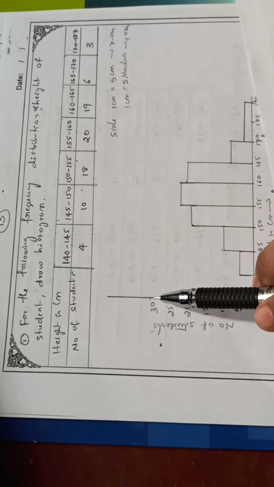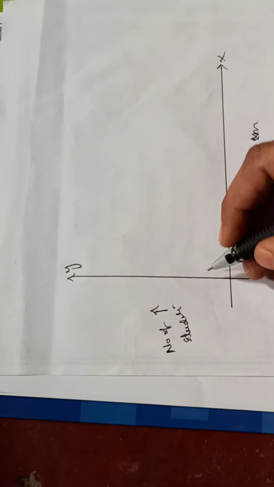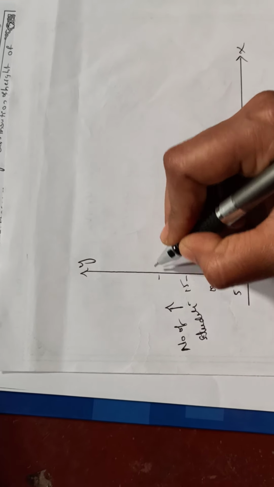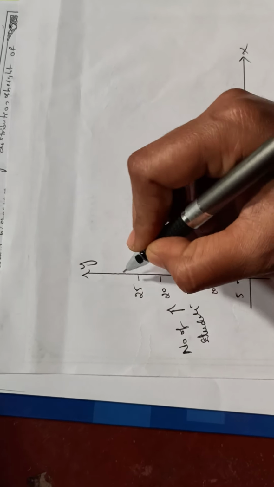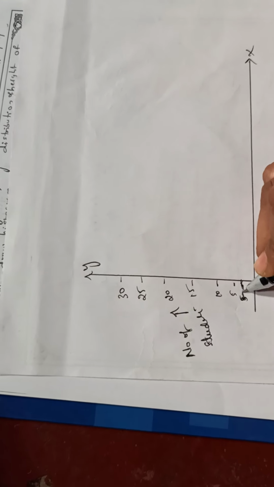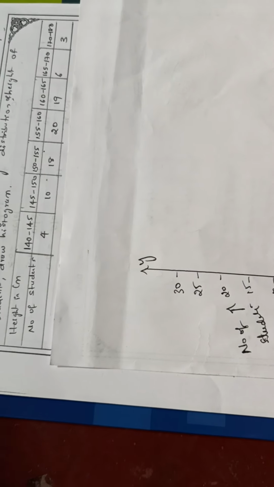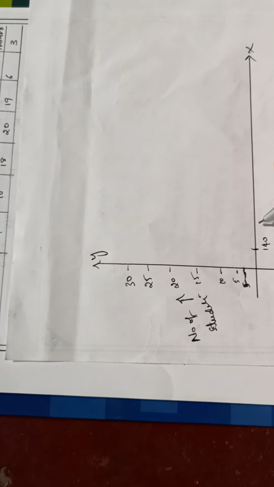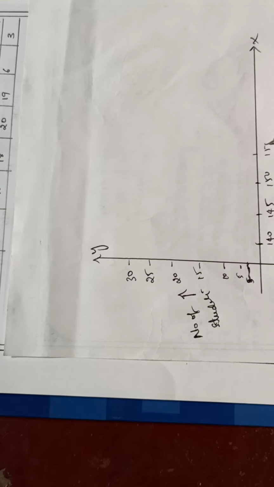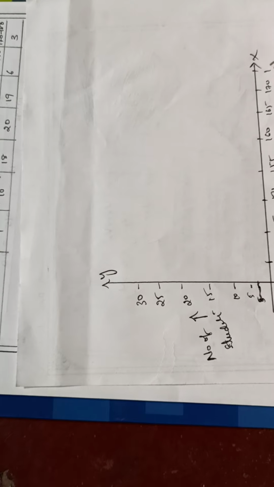But here we have taken up to 30. That's not a problem. So here I am writing the scaling: 5, 10, 15, 20, 25, and it's 30. So I'll write 5 here. Okay, and here height should be taken. So 140 to 145. So let me write 140 here, 145, and then 150, 155, 160, 165, 170, and 180.